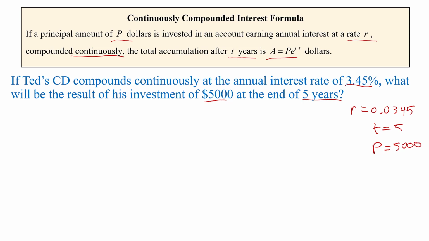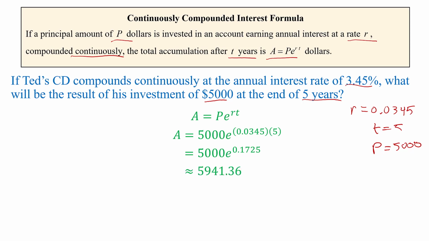Plugging these numbers in to what is a bit of a simpler formula, we have A equals 5,000 times e raised to the power of 0.0345 times 5. Multiplying 0.0345 times 5, we get 0.1725. And now we're just going to plug into our calculator 5,000 times e raised to the 0.1725 to get an amount of $5,941.36 that Ted will have in his CD.